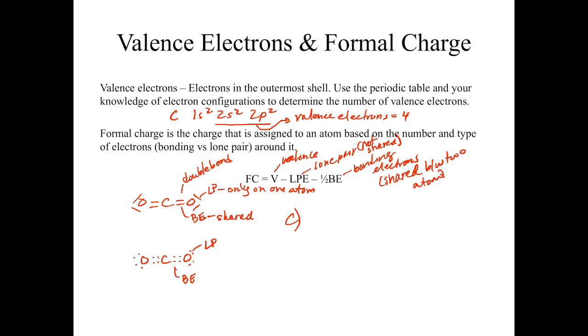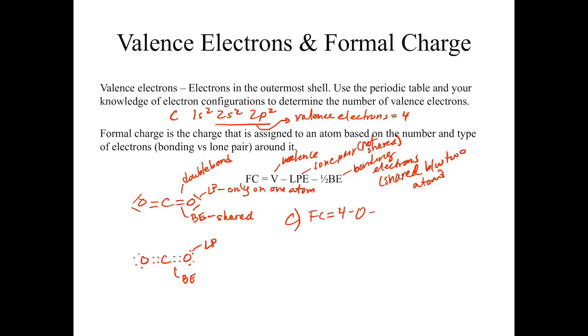So let's do the calculation here for carbon first. For carbon, the formal charge is going to equal the valence electrons. Carbon should have 4 valence electrons. It's 2s2, 2p2, so that's 4, but we can also just look at the periodic table and see that it's in that 4th column. Now let's look at the number of lone pairs on carbon. In this case, there are 0 lone pairs on carbon, so we write a 0.